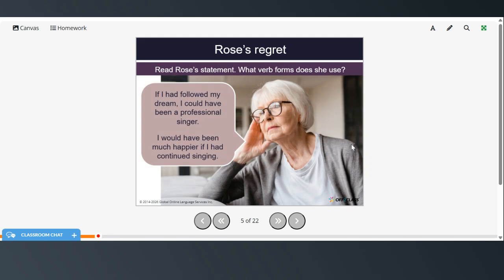So read Rose's statements and what verb forms does she use. If I had followed my dream, I could have been a professional singer. I would have been much happier if I had continued singing. So she uses the past perfect, if I had followed, and then a modal verb with the present perfect, could have been. And here, would have been is a modal with the present perfect, and had continued is past perfect.